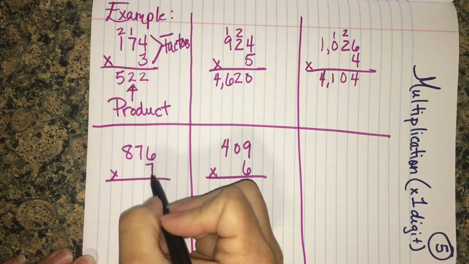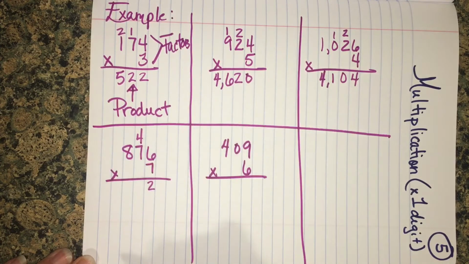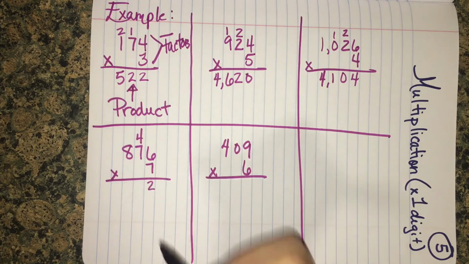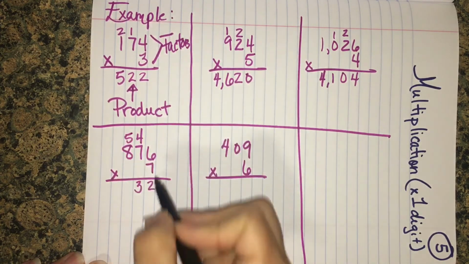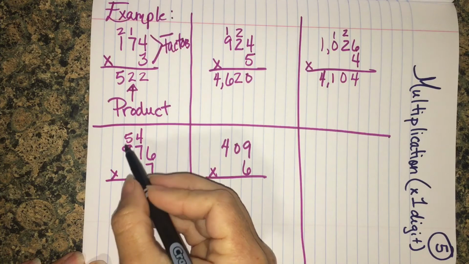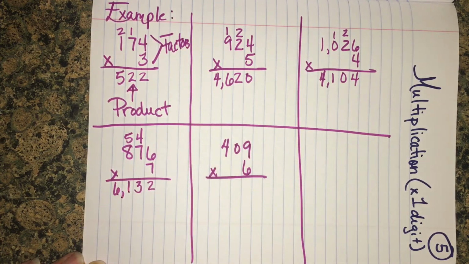On this next problem, 6 times 7 is 42. 7 times 7 is 49 plus 4 is 53. 7 times 8 is 56 plus 5 is 61, and I get 6,132.